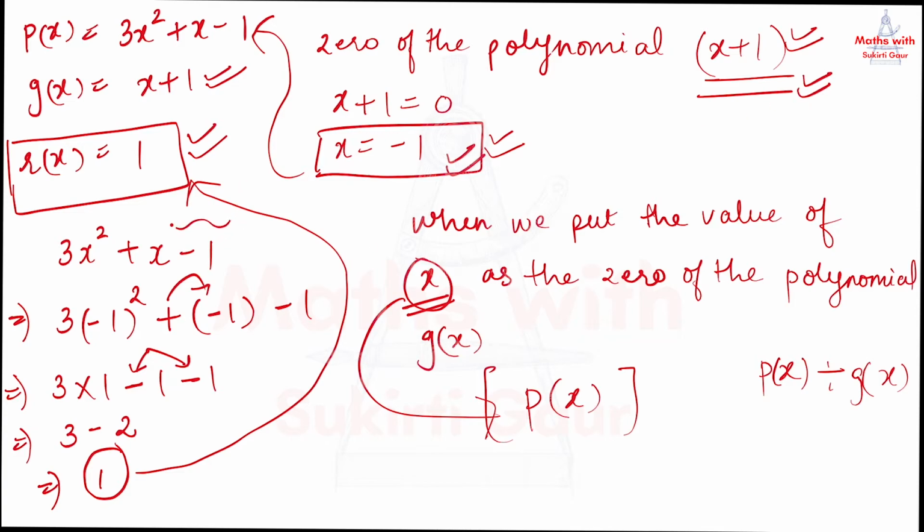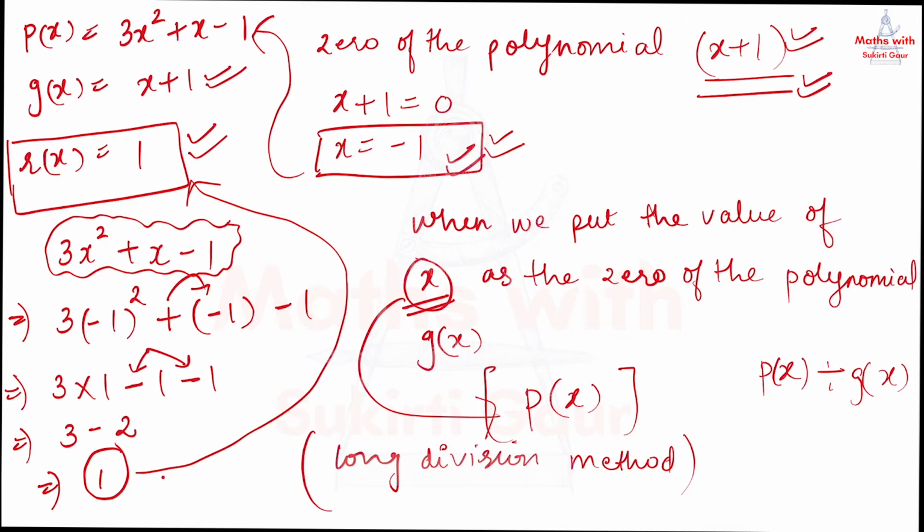So if we want to find the remainder after dividing a certain polynomial by some other polynomial, we can directly find that without doing the long division method. We can avoid that and directly find the remainder just by putting the 0 of the polynomial, which is our divisor, in the main polynomial, which is px, our dividend. Okay, let us try some more examples to understand this concept more clearly.